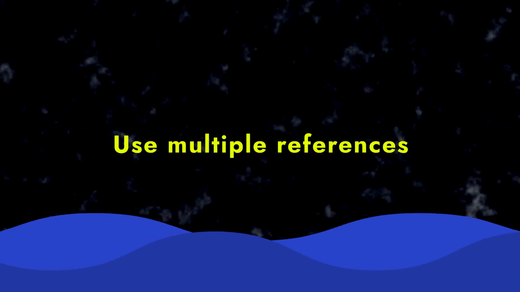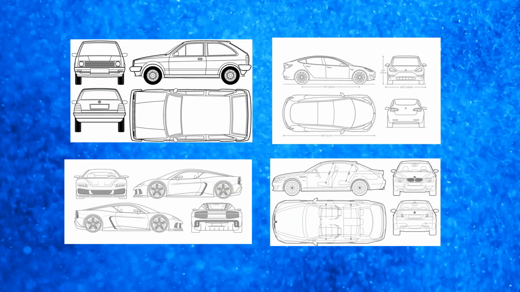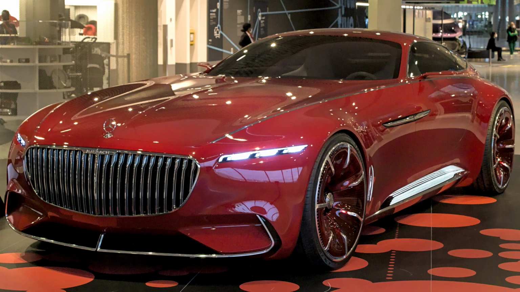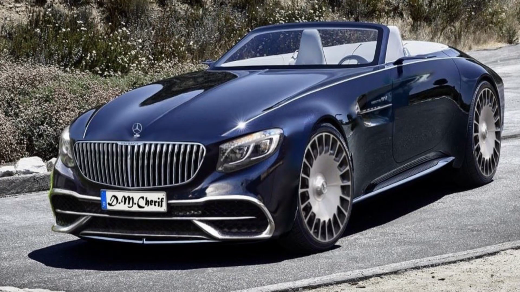Number 3, use a lot of references from different angles. It may be obvious to a lot of people, but it is still worth mentioning. You may be using blueprints of cars as background images to create basic shapes of the car, but in addition, it really helps when you have some reference pics of the car from different angles as well, just to make sure you're modeling it correctly.